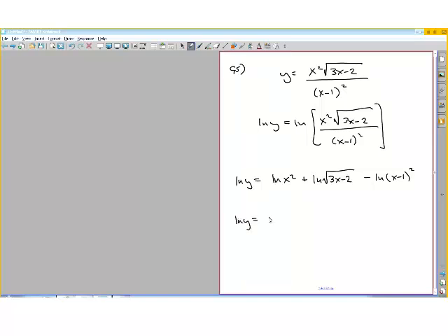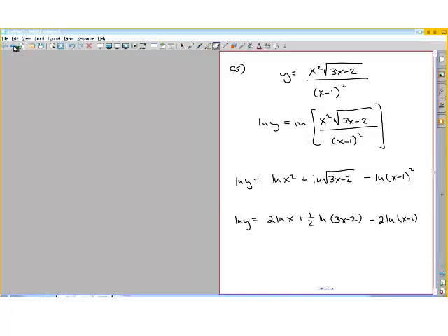So we're going to have the natural log of y is equal to 2 times the natural log of x plus 1/2 times the natural log of 3x minus 2 minus 2 times the natural log of x minus 1. Oh, take the square off there. We pull that out. So that's all we can do. Everything just got added together in here, so that's as far as we can go.